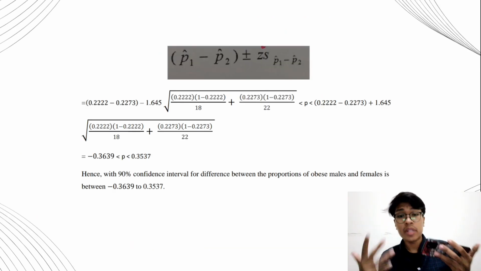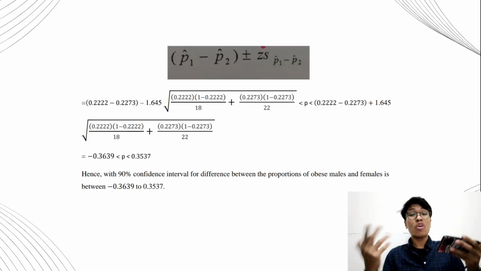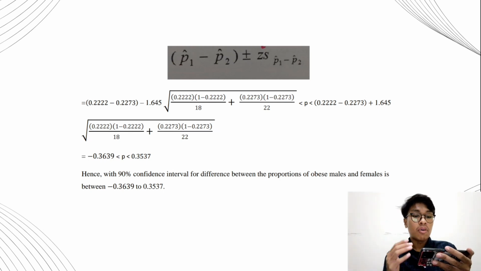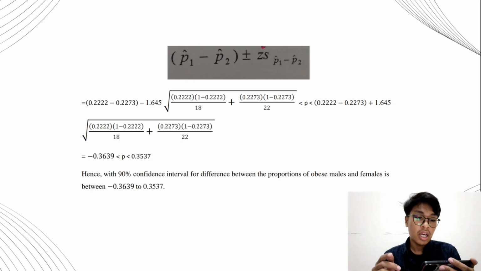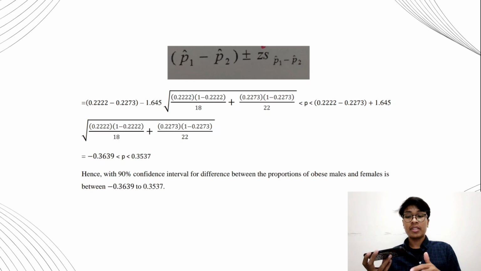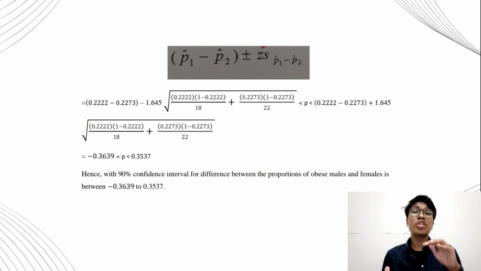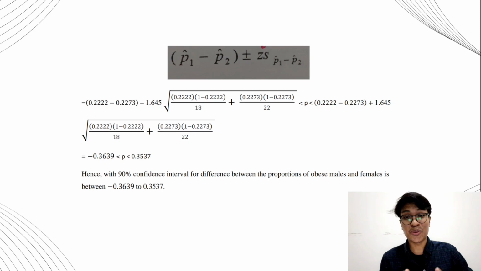So I can conclude that with 90% confidence interval for the difference between the proportions of obese males and females, I got between negative 0.3639 to 0.3537. So that's it, and thank you.